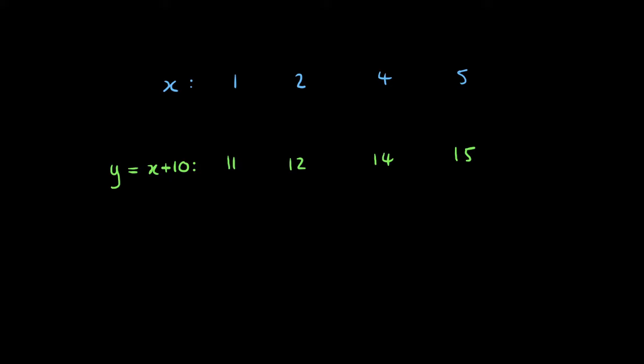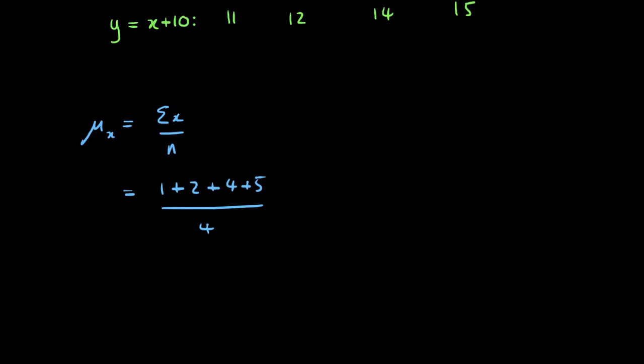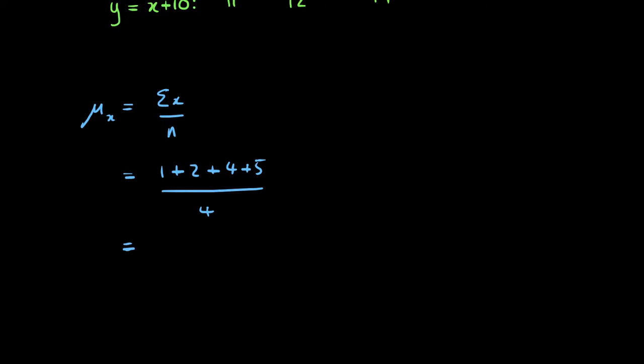Okay, well, let's go back to our definition of the mean. Our definition of the mean is that we add up all of our values and divide by the total number of values. So the mean of the x distribution means we've got to add up 1 plus 2 plus 4 plus 5 and divide through by 4. So let's do that. If we do that, we're going to get 12 divided by 4, which is 3. Okay, so we've done that.